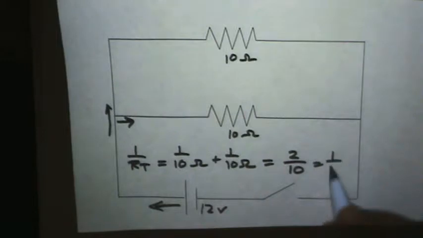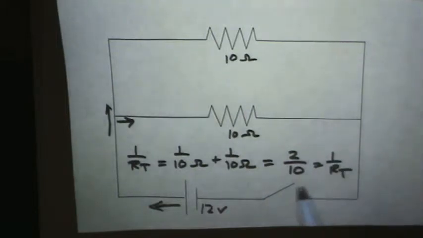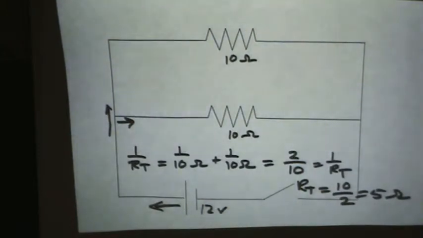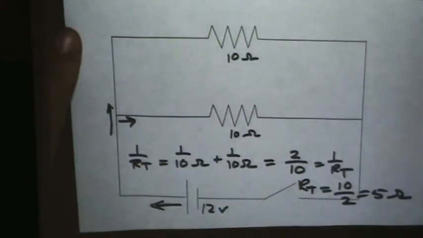This, remember, is equal to 1 over RT. I'm going to flip that around to get RT, and then do a little math, and I get 5 ohms. So what you'll notice is that my total resistance drops even though I have the same resistors as the previous problem. That's because they're in parallel.